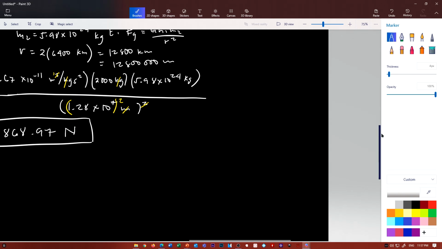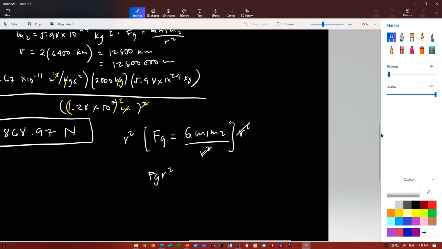Okay, I'm just going to write it here. So let's say you're given an equation like this. F sub g equals G m1 m2 over r squared. Let's say on the question you are asked to look for r. Of course, multiply both sides by r squared, so it cancels on this side. So you're going to have F sub g r squared is equal to G m1 m2.